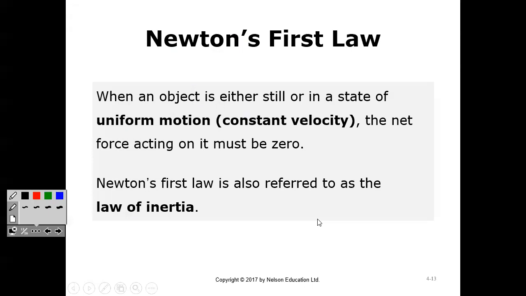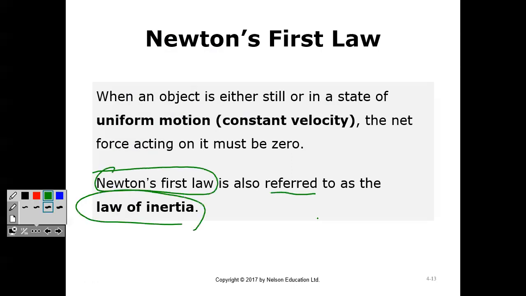Now, what is Newton's first law? Probably you remember it, I hope. If an object is at rest, it wants to stay at rest. Or if it has some velocity, it wants to continue keeping that velocity, unless a non-zero net force acts on it. The moment a non-zero net force is applied, it will change its velocity. Otherwise, it will continue with whatever velocity it has. So we call this law, Newton's first law, also referred to as the law of inertia.